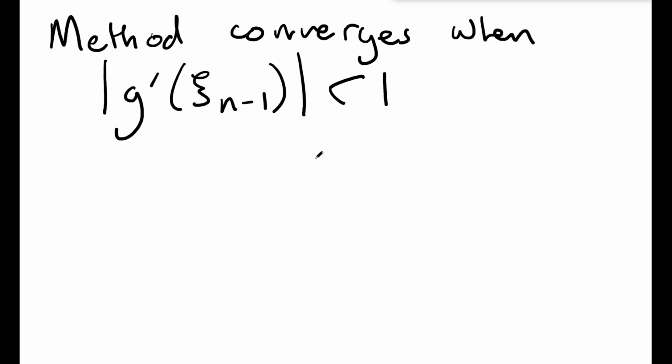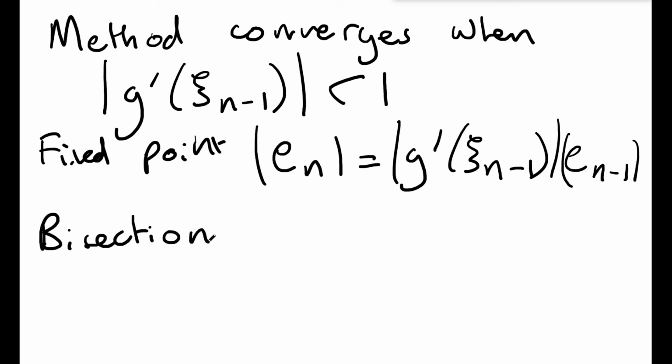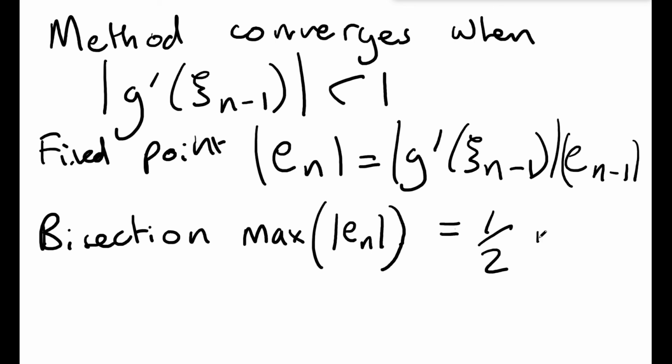So we can just scroll back now and look at our different evolution rates. Now we have the fixed point method, which gives you modulus e n equals modulus g prime psi n minus 1 times modulus e n minus 1. So it's linear. Then bisection, we did it in terms of the maximum error, but you can still compare the two. We have the maximum of the error equals a half. I'm going to move the half right outside to be equivalent. We did it in terms of n plus 1 and n minus 1, but you could rewrite this in terms of n and n minus 1 to make this count.